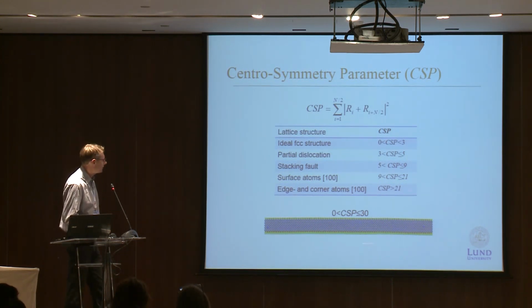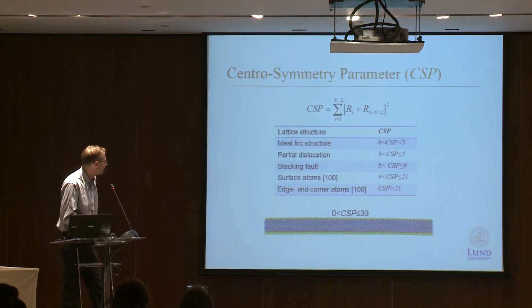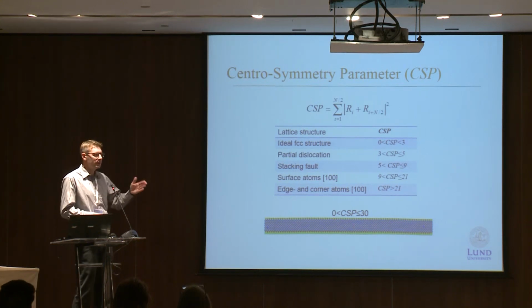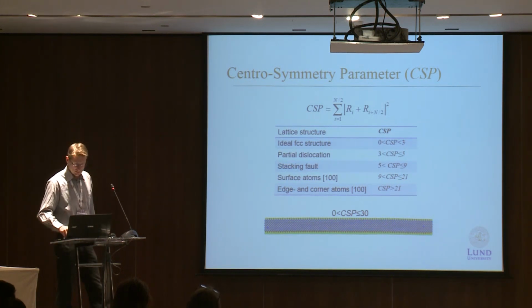That's clearly seen in this picture here. This is the centrosymmetry parameter for the beam, and the color coding is this parameter. The red ones here are the edge and corner atoms. The green ones are at the free surface. And the blue one in the middle is the ideal FCC structure in the bulk material, so to say.